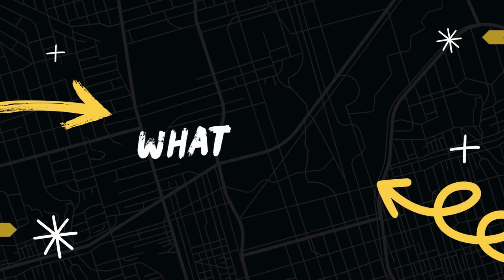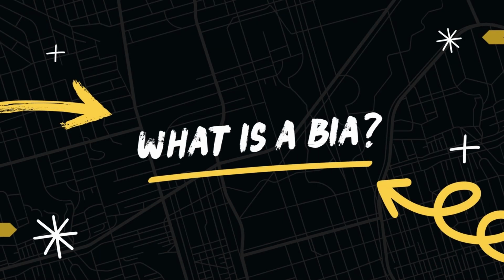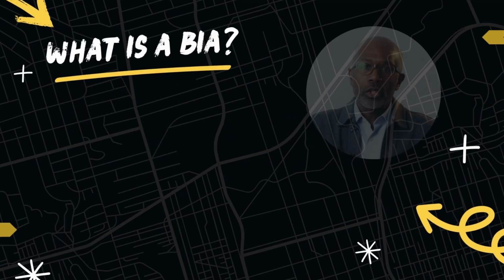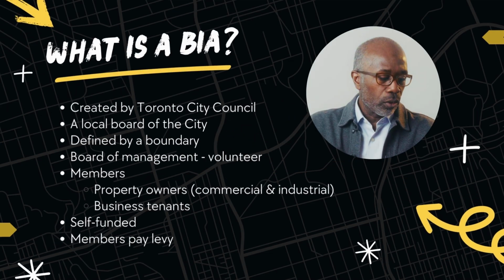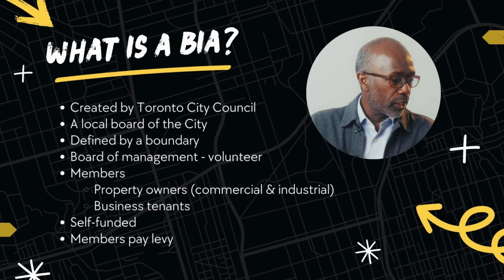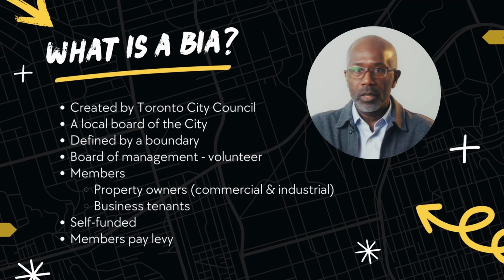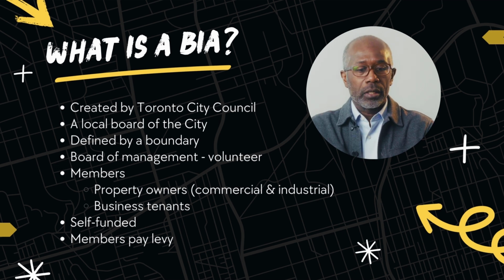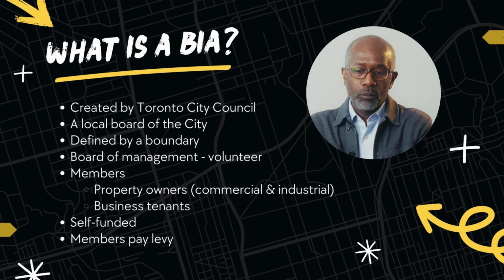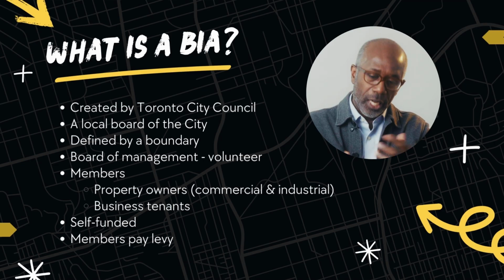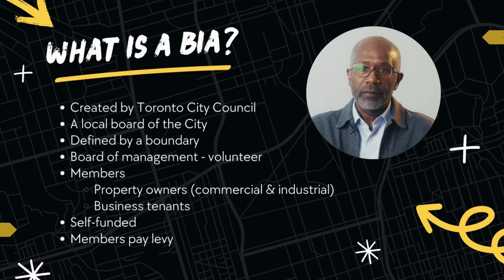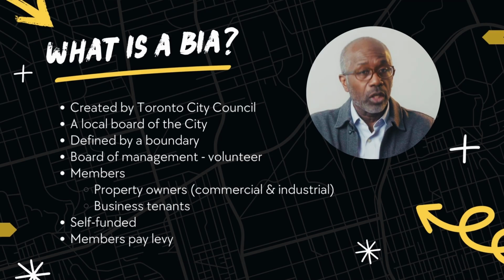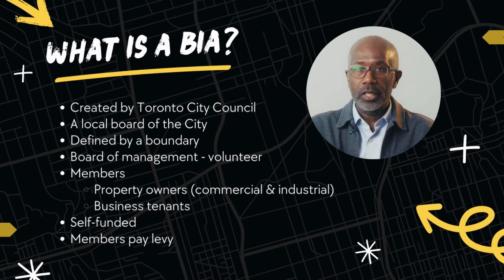To the basics, what is a BIA? A BIA is created by the City of Toronto, similar to local arena boards, TTC, Toronto Police, and library boards. These are all agencies, boards, and commissions of the city to undertake the work that the city can do, but these boards are more reflective of the areas and the priorities of the city. And they're also more responsive. They can respond quicker than the broader city overall.